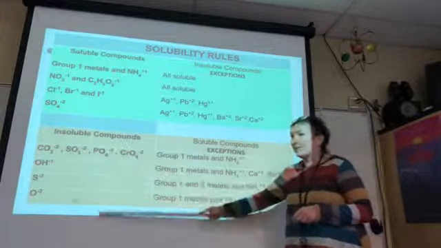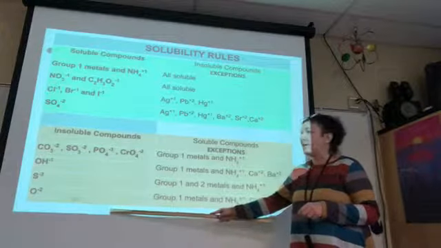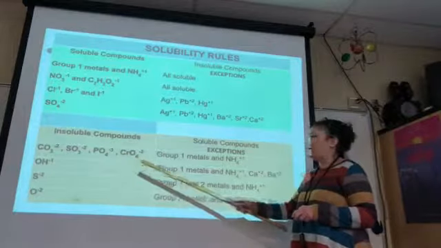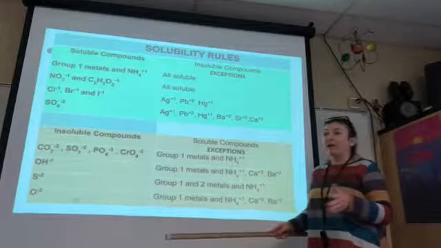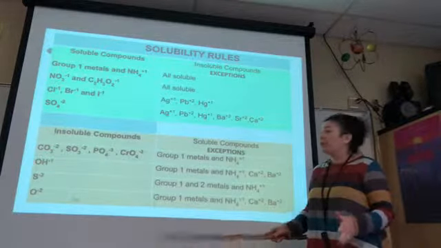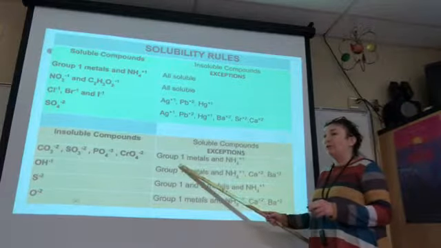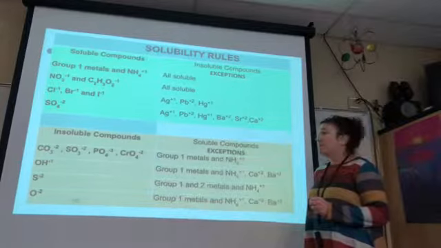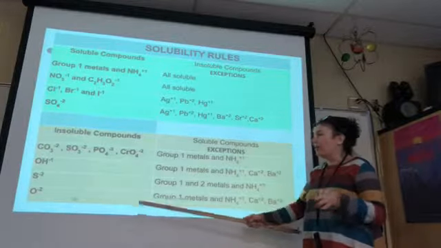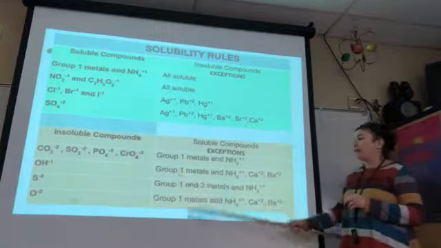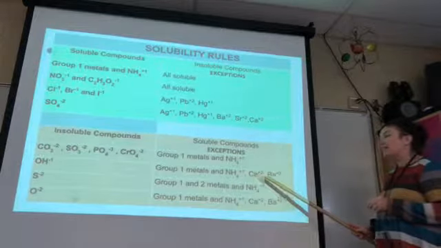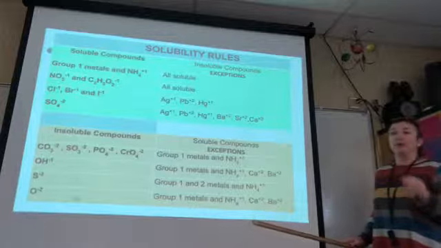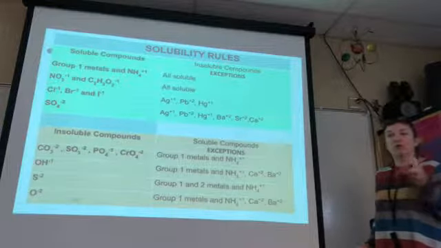These are always going to be solids, a precipitate. So if I have any carbonate, sulfite, phosphate, and chromate, they're always going to be a solid. They will not dissolve in water unless they're a group 1 metal and ammonium again. Okay? Hydroxides are all insoluble unless they're group 1 metals or ammonium. Calcium and barium are slightly soluble. They don't dissolve a lot, but they will dissolve a little. So the water is going to be cloudy.